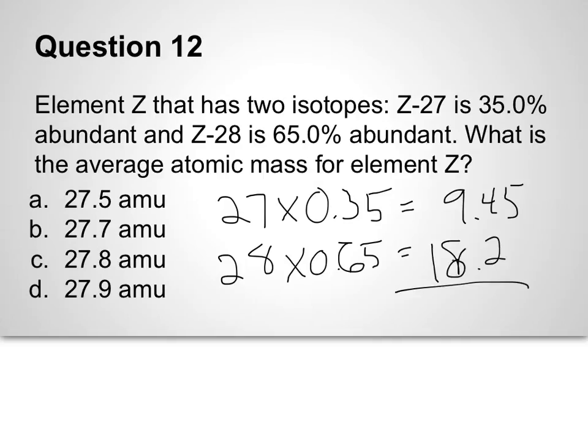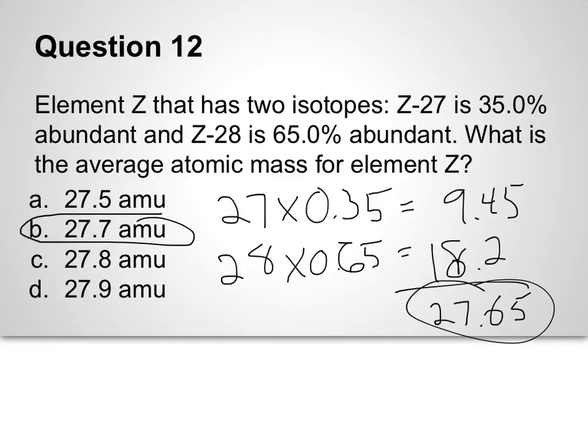We add those together. So these two numbers, the 9.45 and the 18.2, are called the mass contributions for each isotope. And then at the end, you simply add all the mass contributions together, and you get a mass of 27.65, which we can round to 27.7. Sorry, I said 26, but 27.65 rounds to 27.7. And that makes sense because the more abundant isotope is 28, so it makes sense that the average would be closer to that number than it would be to 27.